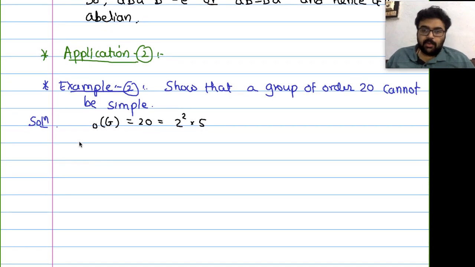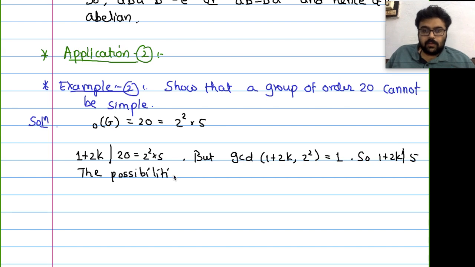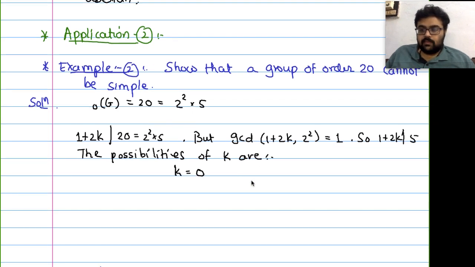So let us find the number of 2 Sylow subgroups. So 1 plus 2k is the number of 2 Sylow subgroups. It divides 20, which is nothing but 2 square into 5. But as we said, 1 plus 2k does not divide 2 square, since the GCD of 1 plus 2k and 2 square is 1. So 1 plus 2k divides 5, so the possibilities of k are 0. If I take 0, then 1 plus 2k is 1. 1 divides 5, that is fine.